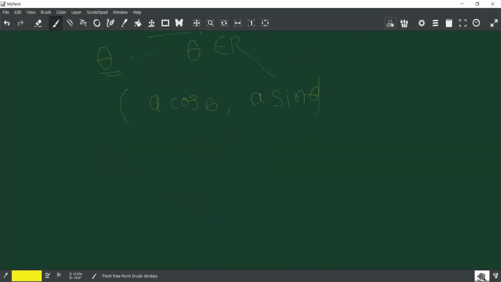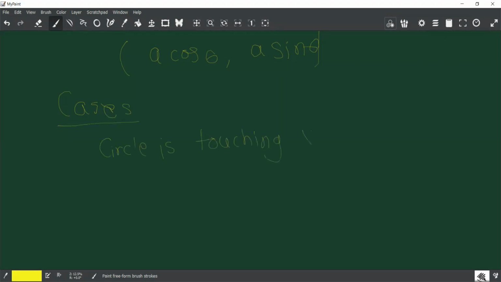A cos theta comma a sin theta. Now there are different cases. When the circle is touching the x-axis, if someone gives us the center of the circle as h, k, we'll consider different cases. Now it's touching the x-axis.